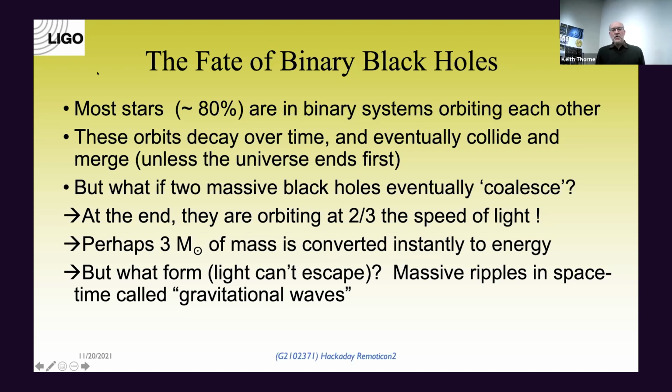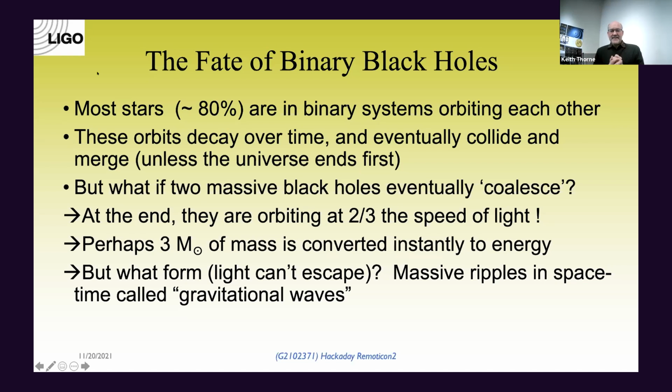But what if there's 2 massive black holes eventually, using the big word, coalesce? Okay, they just smash together and combine. At the end, they are orbiting at 2/3 the speed of light. These are objects that are like 20, 30 solar masses. It's 2/3 the speed of light. And they're warping matter around them. So they're pushing space-time, the other one's pushing, and they're getting in the way of each other.